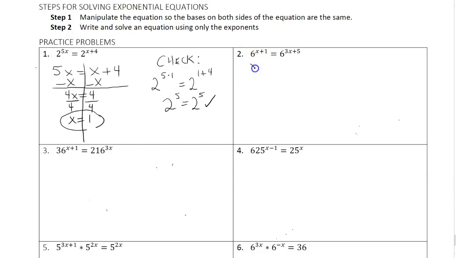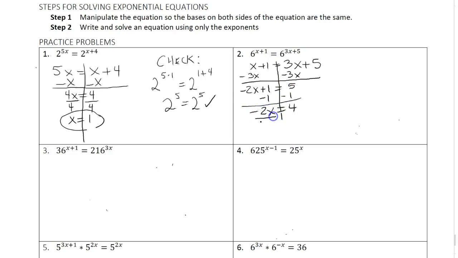Now that you have tried it, check your work. The bases are equal, so the exponents are equal. X plus 1 equals 3x plus 5. Subtract 3x from both sides, leaving negative 2x plus 1 equals 5. Subtract 1 from both sides, for negative 2x equals 4. Divide both sides by negative 2. X equals negative 2.